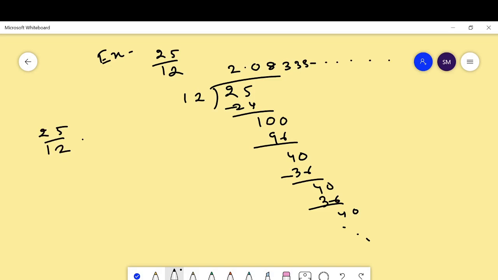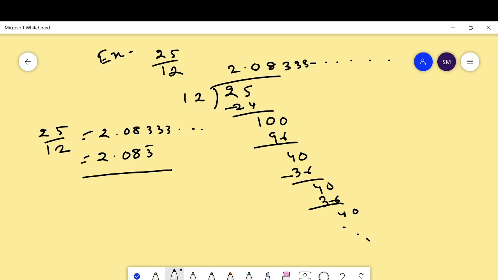In this process, this is 2.08333. Then this can be written as 2.083 bar, meaning 3 is repeated infinitely. Okay, then this is the decimal representation of 25 upon 12. This is a non-terminating repeating decimal number. At first we got a terminating decimal number, then we got non-terminating repeating decimal numbers.